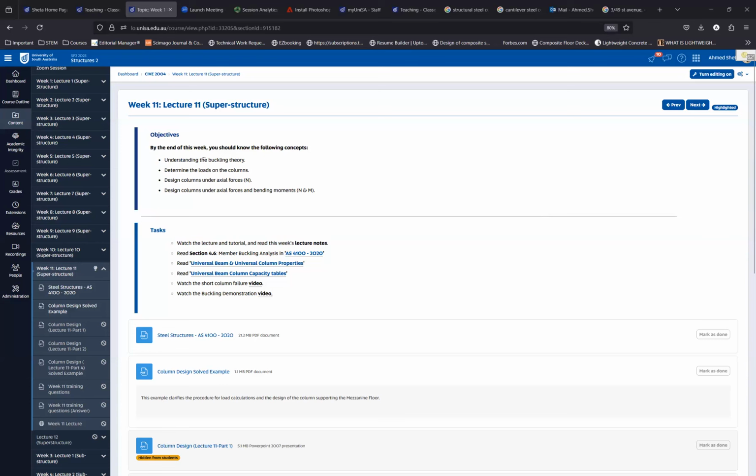And this week, we will have some objectives. We will learn some information about the buckling theory, the loads on the columns, and how to design a column. This part is also very important in part 2 of your project. And I hope you have gone through the example of the beam I have shared with you. This example will help you to design beam B2 of the report or the project as well.